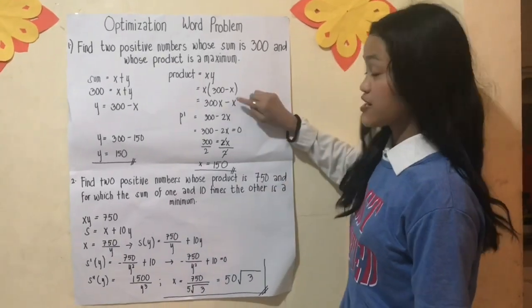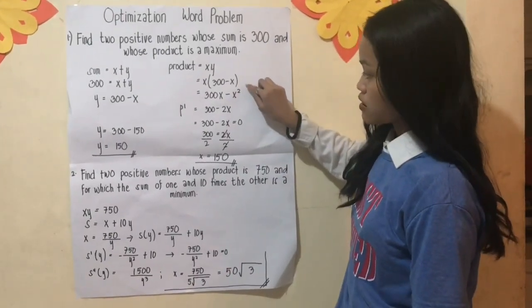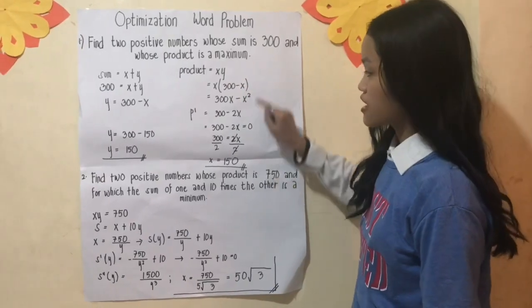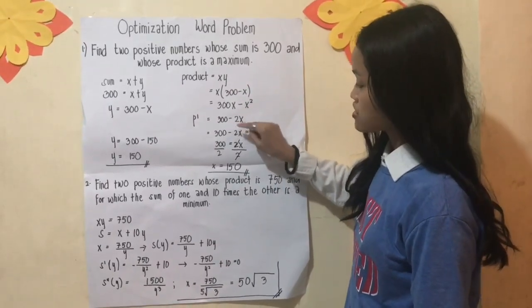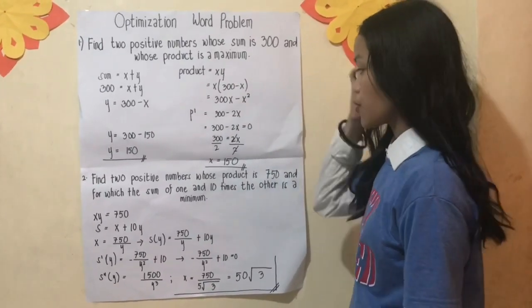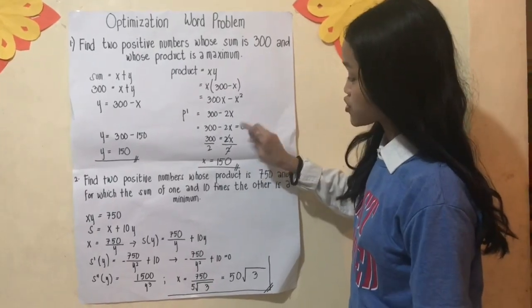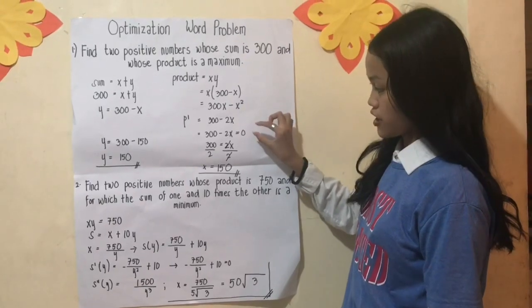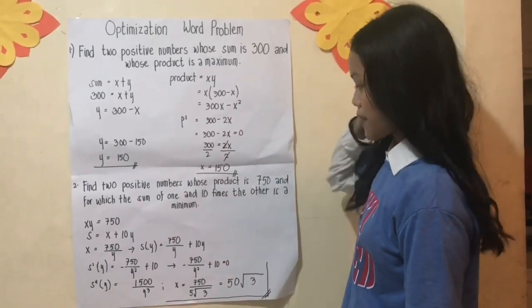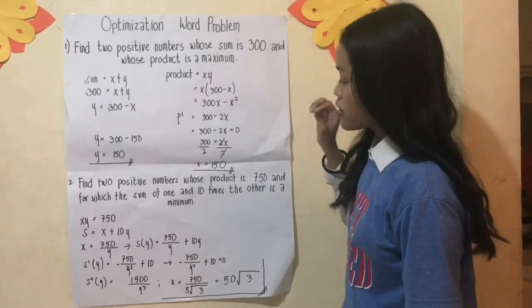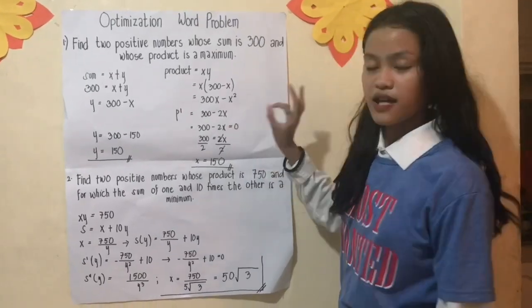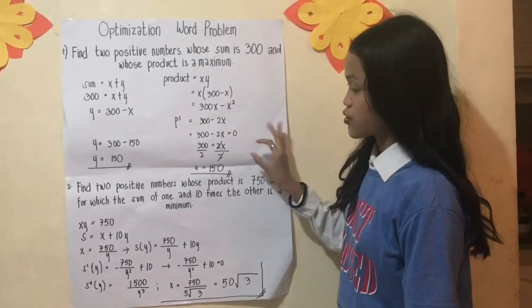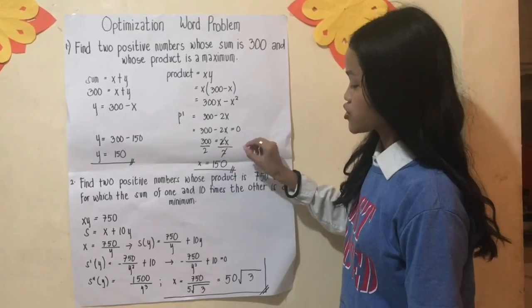Then we find the derivative of this equation. So the derivative is 300 minus 2x, which is equal to 0. We set it to zero in order to find the value of x. So we move the negative 2x to the other side, so 300 is equal to 2x.